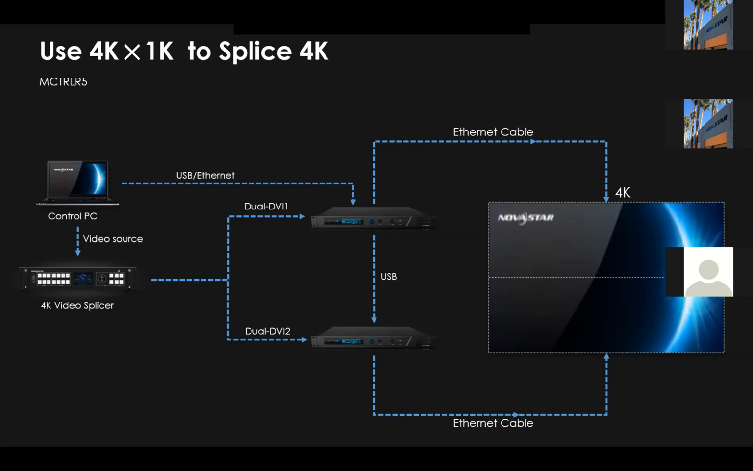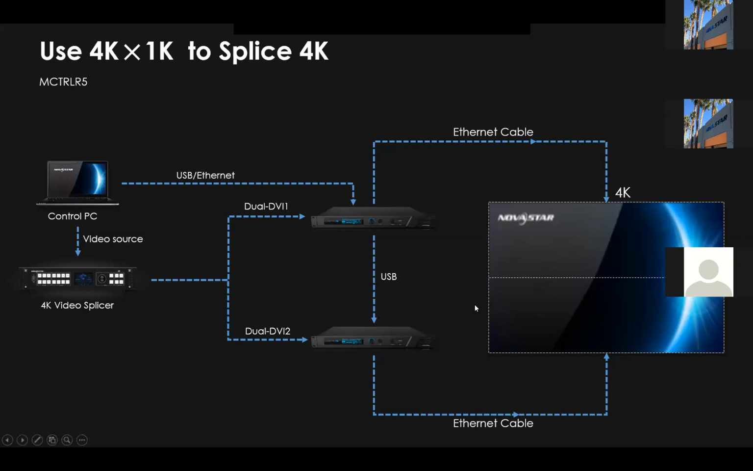If we use two pieces of M Control R5, we need to divide the screen into two parts, and each part uses one M Control R5 to load, with a resolution of 4K by 1K. This time we need to use a USB cable to cascade those two M Control R5 in order to control them together. Regarding the video source, we need a 4K video splicer which supports two synchronous dual-link DVI outputs to each M Control R5.